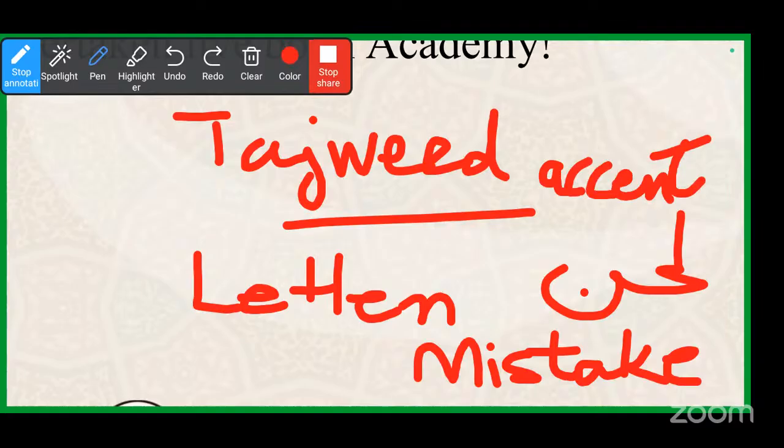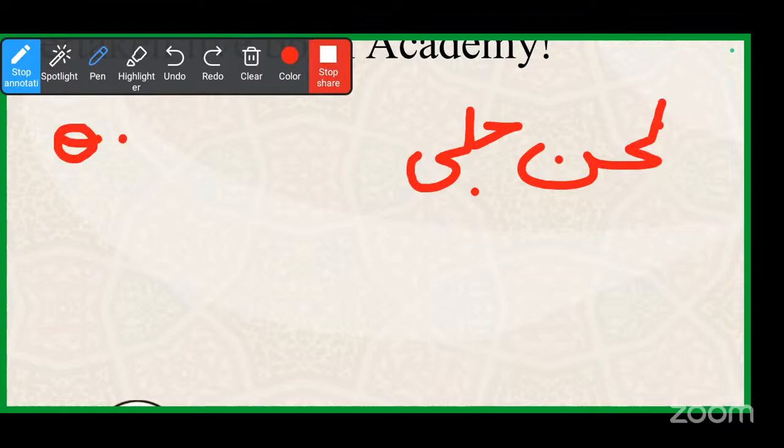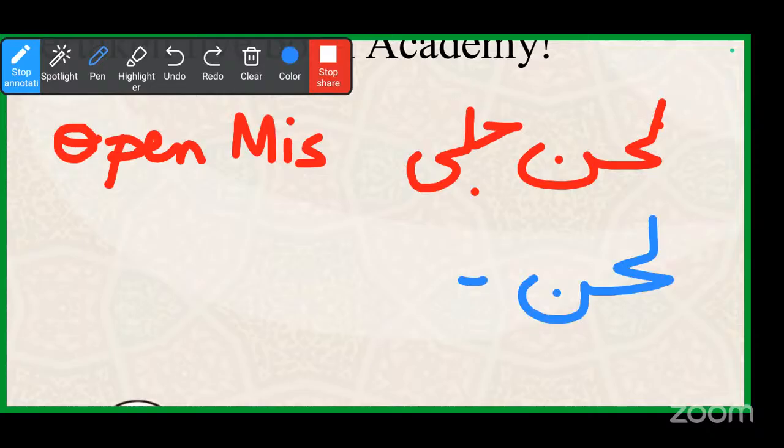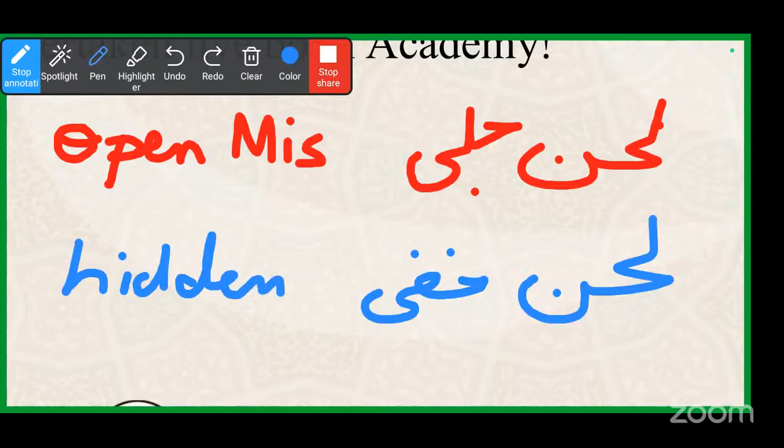So there are two types of lahan. There are two types of mistakes in pronunciation. The first one is called lahan jali. Lahan jali means an open or a clear mistake. And then we have lahan khafi, which means a hidden mistake. So tajweed saves us from lahan. Lahan means mistakes, and there are two types of mistakes. The first one is lahan jali, an open mistake, and the other one is lahan khafi, a hidden mistake.